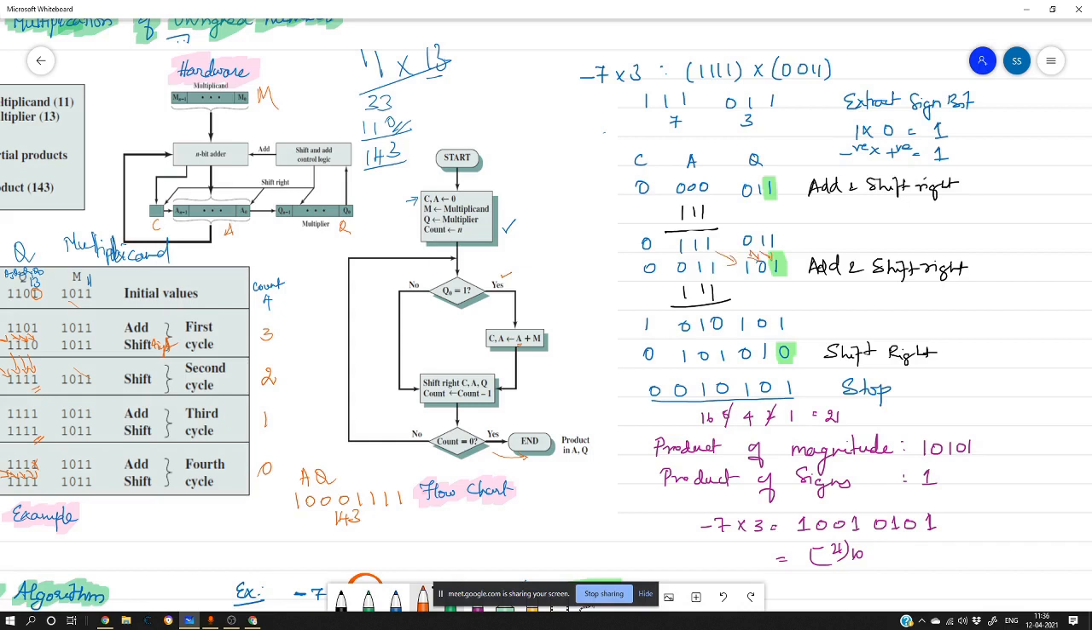This is what has been done. Now after shifting, you also keep decrementing the count. Here the count was initially 3 because you consider only 3 bits in the multiplier and multiplicand. So that will become 2 here.